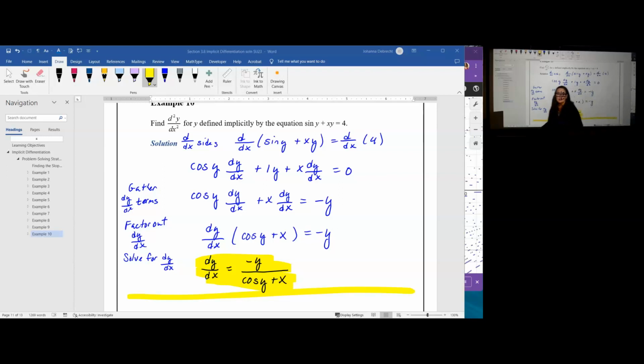Now we want to find the second derivative. It is explicitly solved for dy/dx, but it's an implicit formula in that it has both y and x in it. When we take the derivative of this again with respect to x, every time we encounter y, we will again have to invoke chain rule. Let's go ahead and do that now.